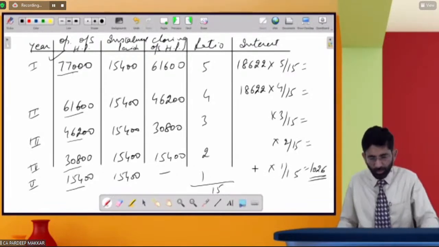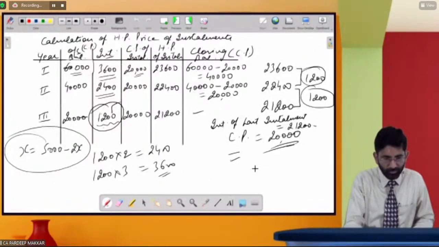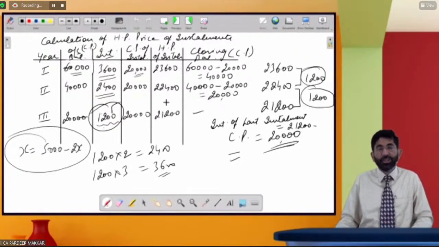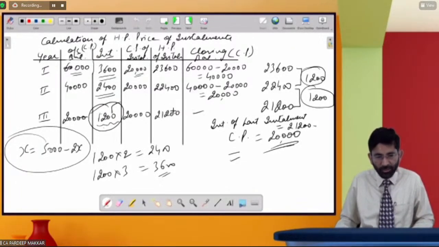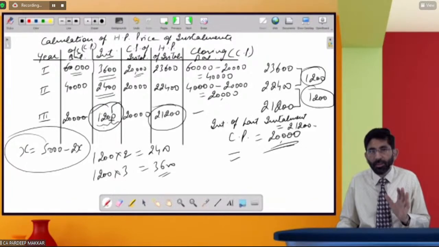This cannot be done with this. Just wait. Yeah, this illustration is again good for this method also. Here it is 21,200. Assume interest rate is given to you, but CP price of installment is not given to you. How you will get it?